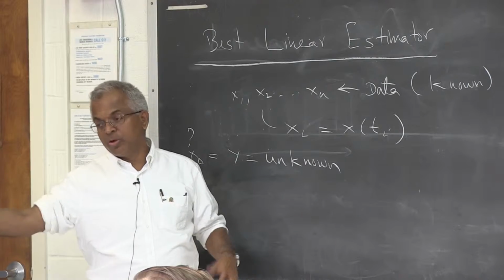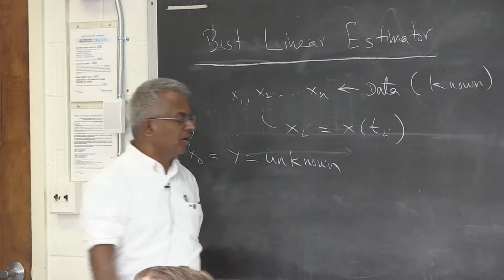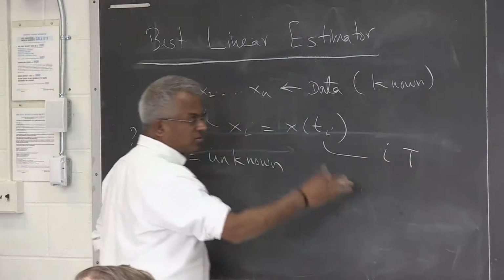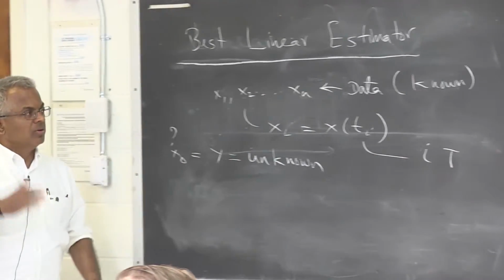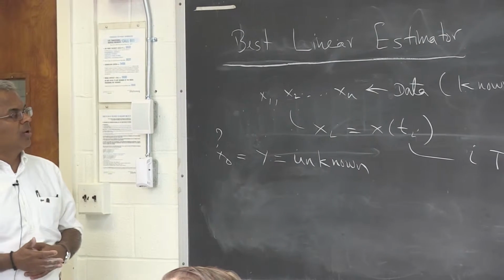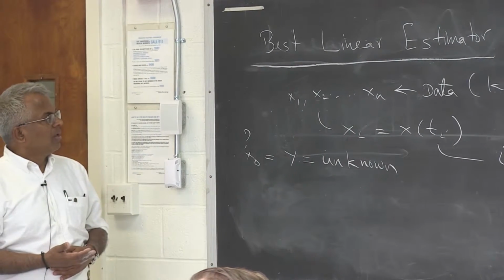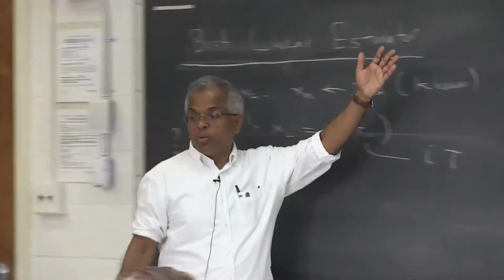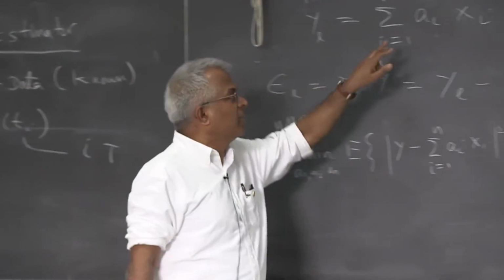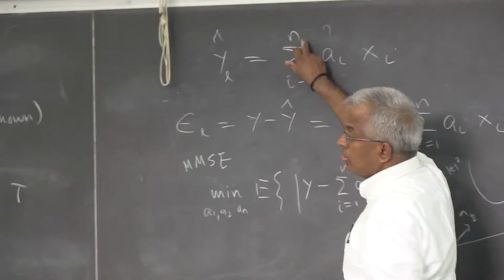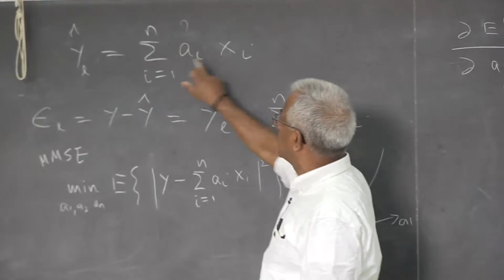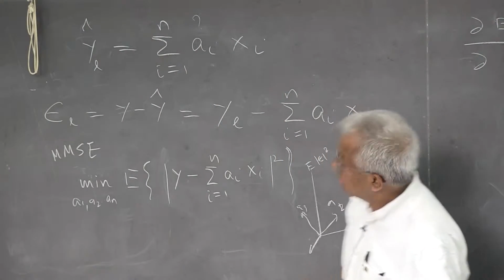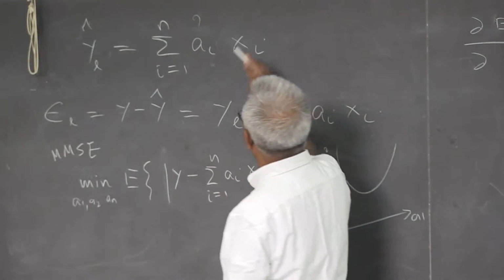The ti's don't have to be uniform, though they could be uniform. For example, ti could be i multiplied by T, where T is the sampling interval, or you could have unequal samples also. In any case, y is unknown, and we want y to be a linear function of the data set. So y equals the sum for i equal to 1 through n of ai xi. The ai's are the unknowns. So the question is, how do you select the best ai's?